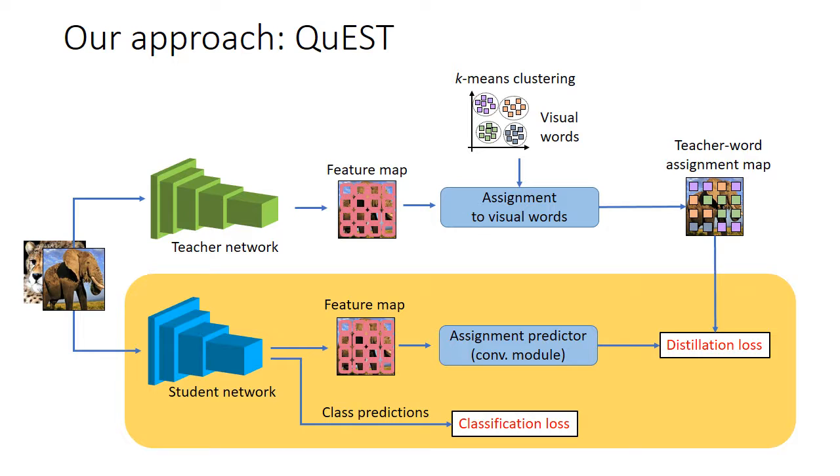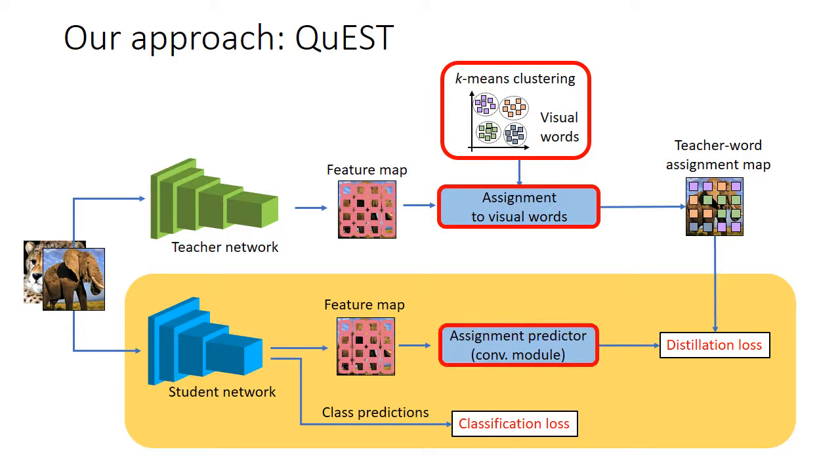In this work, to ameliorate this problem, we propose a novel method that addresses the knowledge transfer task in the context of a spatially dense quantization of feature maps into visual codes. Briefly, first we learn with k-means a dictionary of quantized deep features from the teacher network, which we call visual words. Then given an image, we use this vocabulary to assign each local feature to the closest visual words. As distillation task, the student predicts these teacher word assignments using an auxiliary convolutional module.